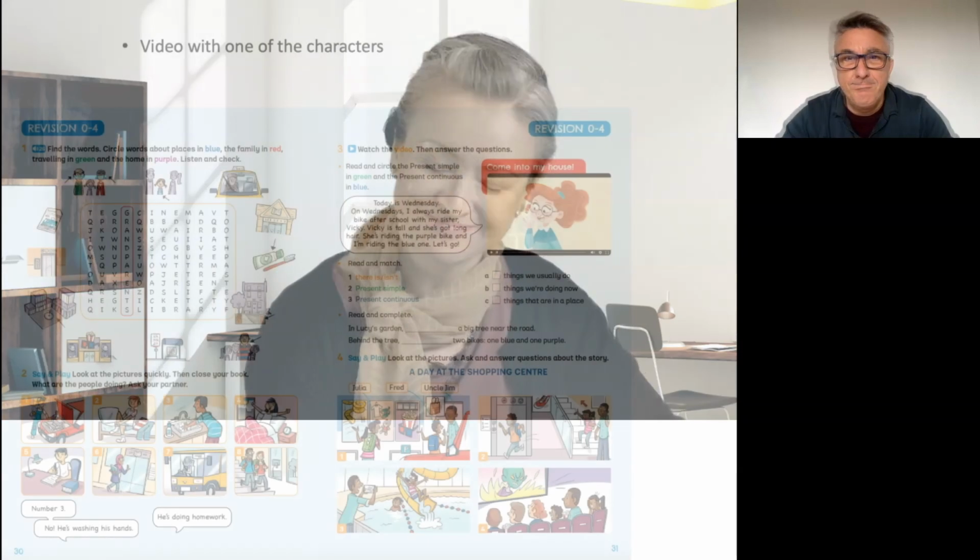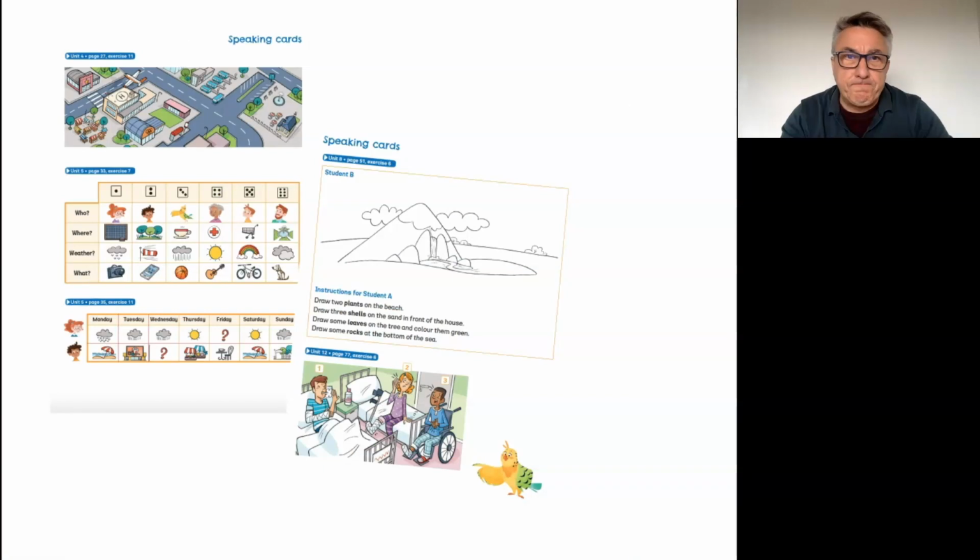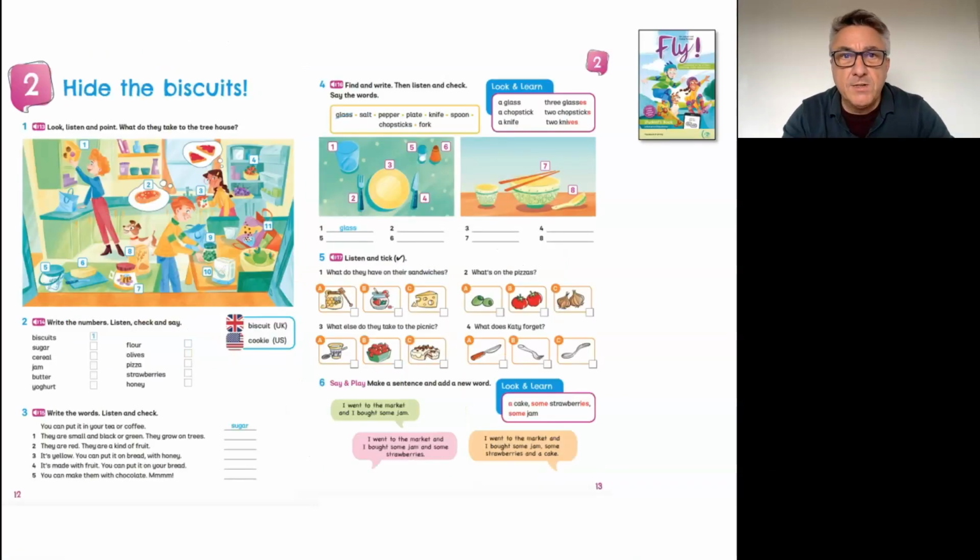Very good. In the other videos throughout the course, there are characters throughout the different 3 levels. The videos change a little as they get older. So in the first videos, there's speech bubbles, as you saw, and then in the later Fly videos, there's a more age-appropriate video where there's text, like subtitles underneath. More speaking cards here as examples.